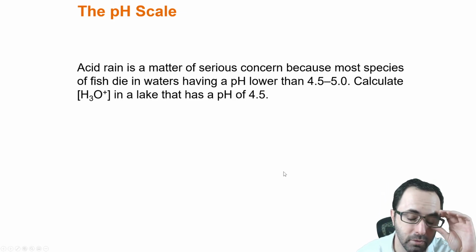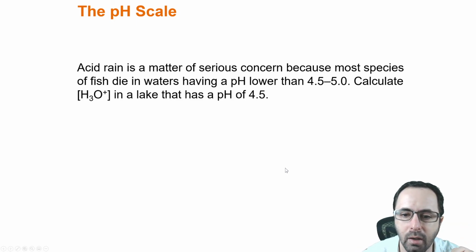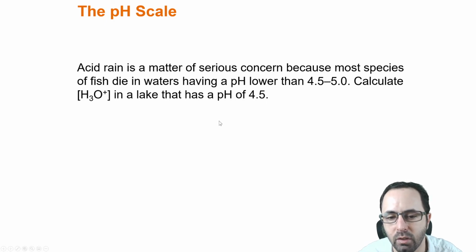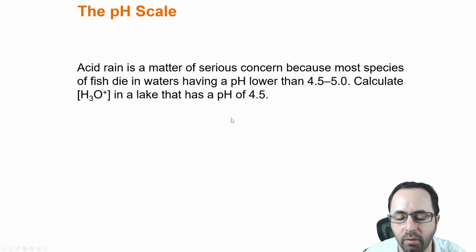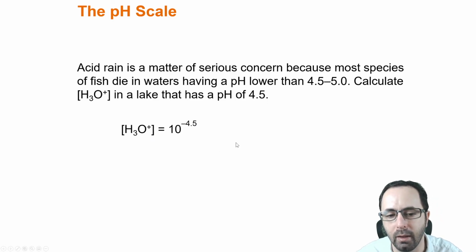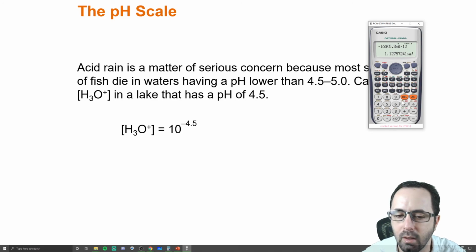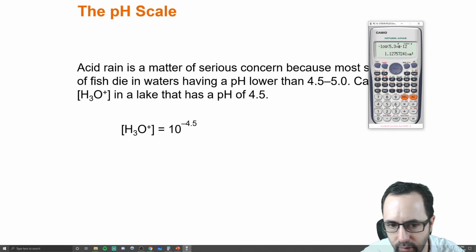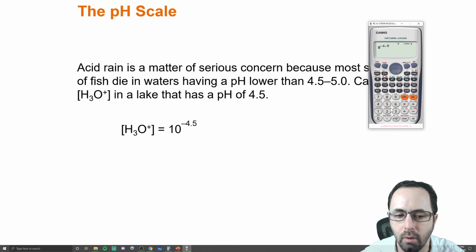Finally, so you guys did some of this before too. It says acid rain is serious, right? Fish will die in pH lower than 4.5. Calculate the hydronium concentration in a lake that has pH 4.5. Hydronium concentration is the antilog of the negative pH. So we do antilog of negative 4.5. And I'm mostly demonstrating the log rules here with these.